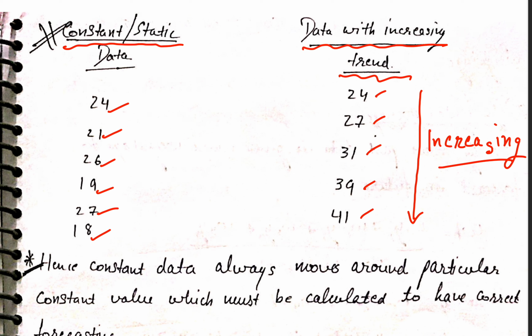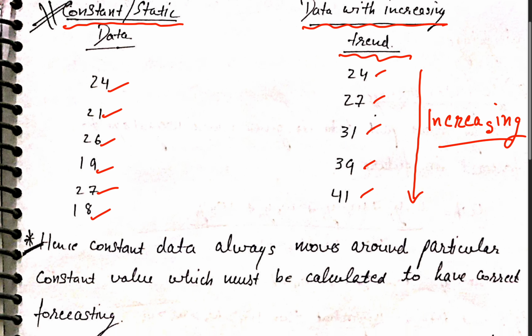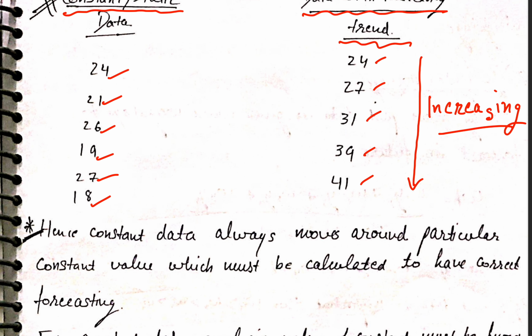We will study how to get the line of best fit. The line of best fit basically gives us a linear line, or if we are doing non-linear analysis, we might also get certain curves, maybe a quadratic or polynomial curve, that will tell us how our data is moving in a certain trend. Hence, constant data always moves around a particular constant value, which must be calculated to have a correct forecasting.